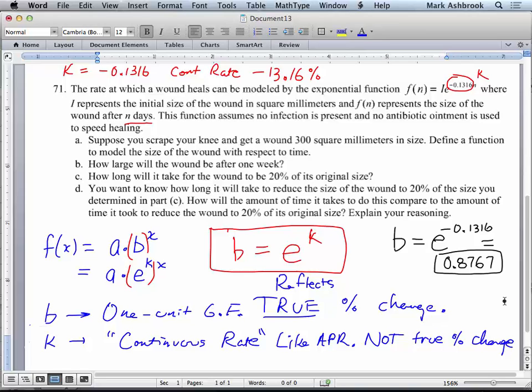The growth factor for n days? For 1 day, right? So this is a 1-day decay factor. And what does the 1-day decay factor tell us? What's the 0.87 mean? How much is kept? So it's the percentage that the wound will be of the previous day. If it was a certain size, the next day it will be 0.87 of that size.